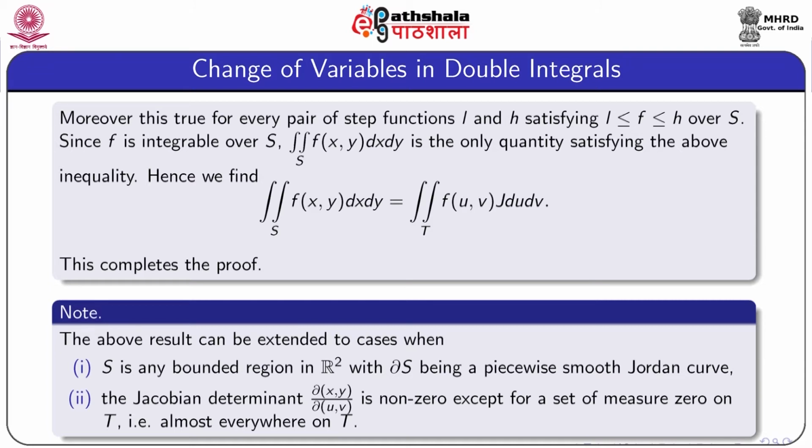Another remark: like the previous case, the above result can be extended to cases when, first, S is any bounded region in R² with ∂S being a piecewise smooth Jordan curve. Second, the Jacobian determinant ∂(x,y)/∂(u,v) is non-zero except for a set of measure 0 on T, that is, almost everywhere on T.